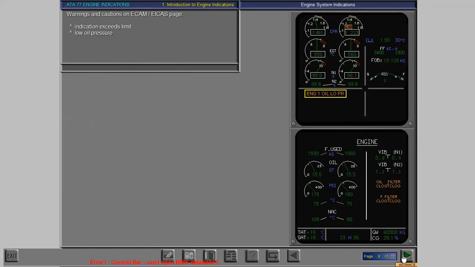There are also warnings and cautions displayed on the ECAM or ICAS page when an indication exceeds a limit, or when, as shown here, the system detects a low oil pressure, or when a filter gets clogged as indicated here, or when an unlocked thrust reverser is detected. You will learn about these normal and abnormal indications in more detail in the relevant units. For example, the oil system indications will be shown in the oil system lesson in Unit 79. In the next segment, we will look at trend monitoring.